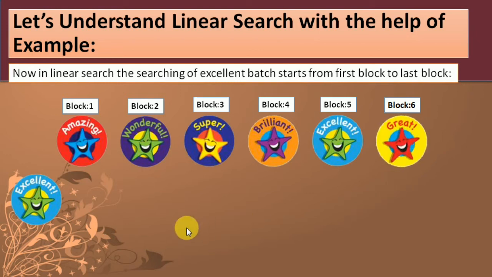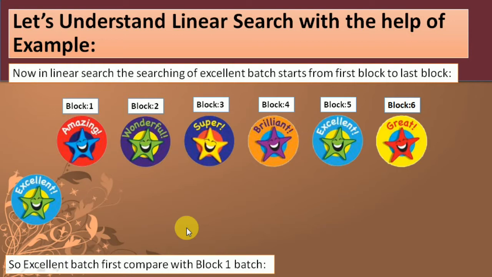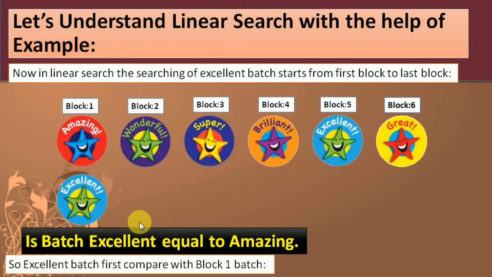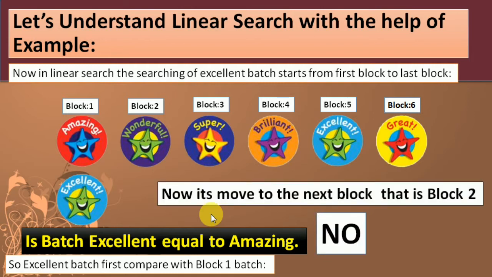Now what happened? First time, the excellent batch is compared with the block 1 batch, and these two values are compared. Is the batch excellent equal to amazing? It will say no. Now it moves to the next block. It is going to leave this block and move to the next one, that is block number 2.